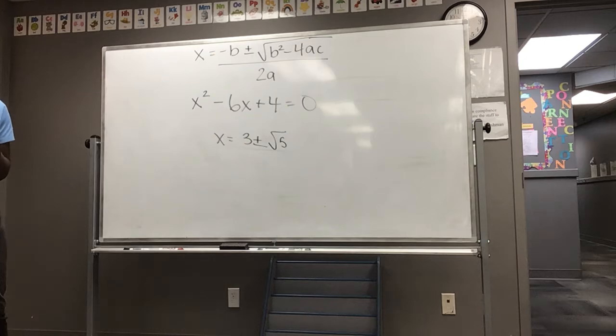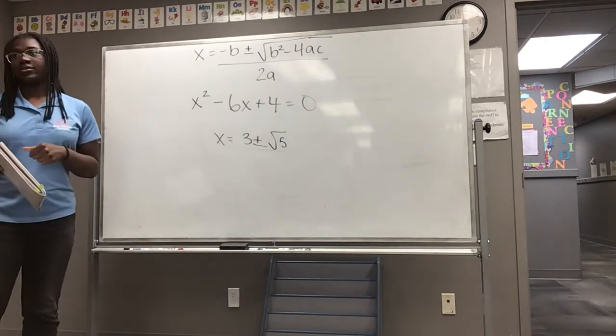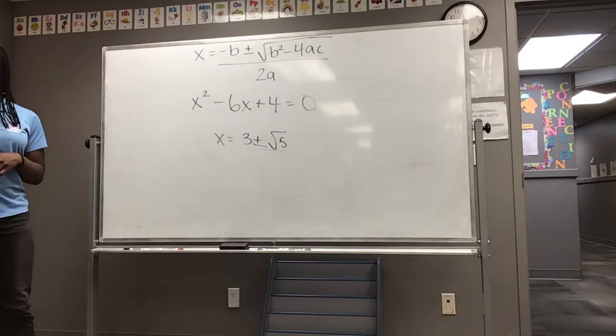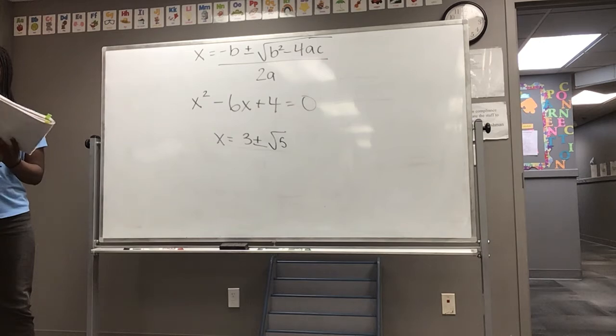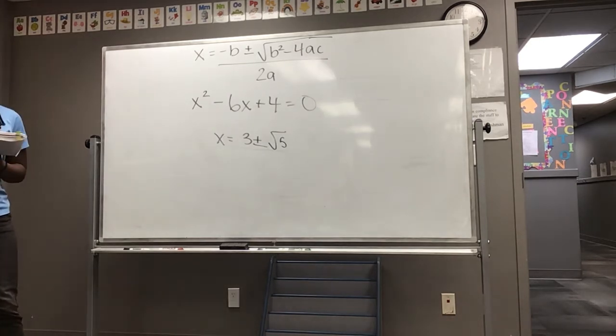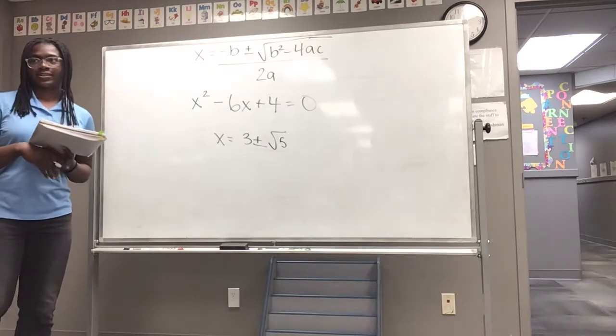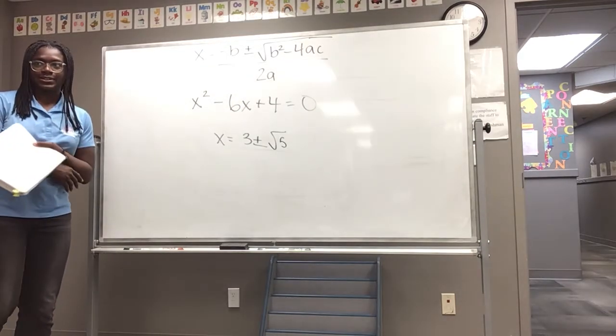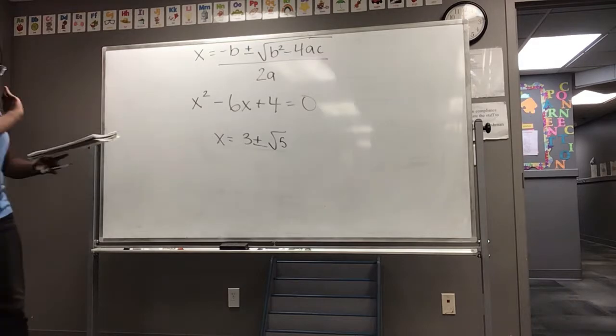You just simplified. Yeah, I simplified the 20. So the square root of 20, I changed into 2 square root 5. And then I canceled out the 2 that was on the bottom, and was left with square root 5. Did that make sense, everyone?